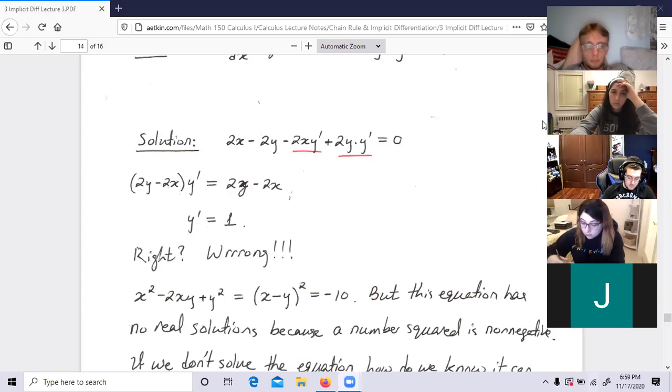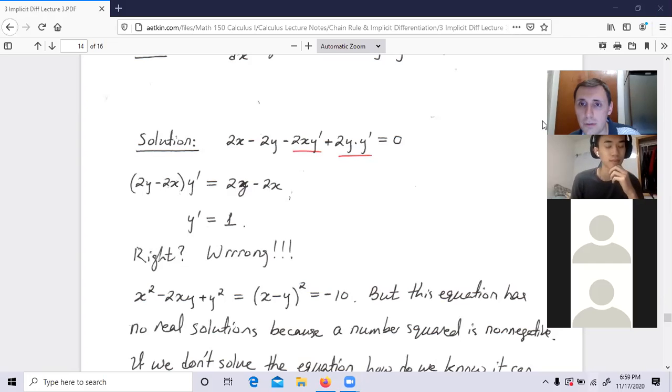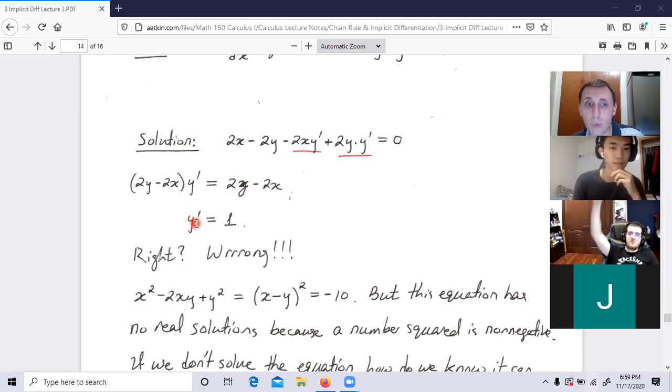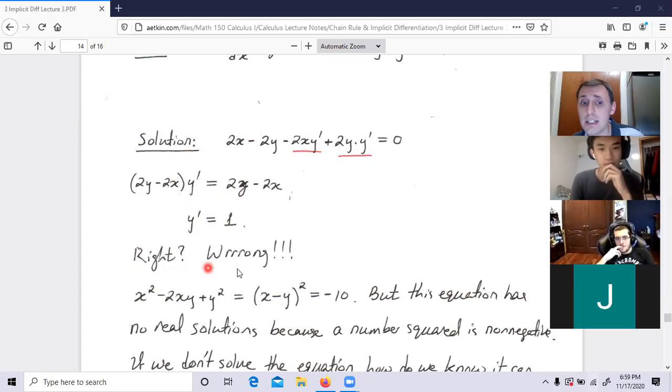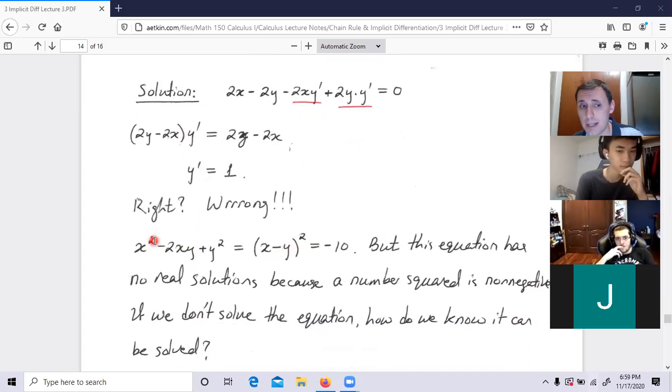Great. And the rest of you, do you see that if you carry out the calculation, y prime equals 1, and that answer is wrong because x minus y squared is what this reduces to, equals minus 10. There is no real number squared that gives you minus 10. So in the context of real numbers, this equation has no solution. So you're differentiating a non-existent function y. Implicit differentiation makes no sense here.